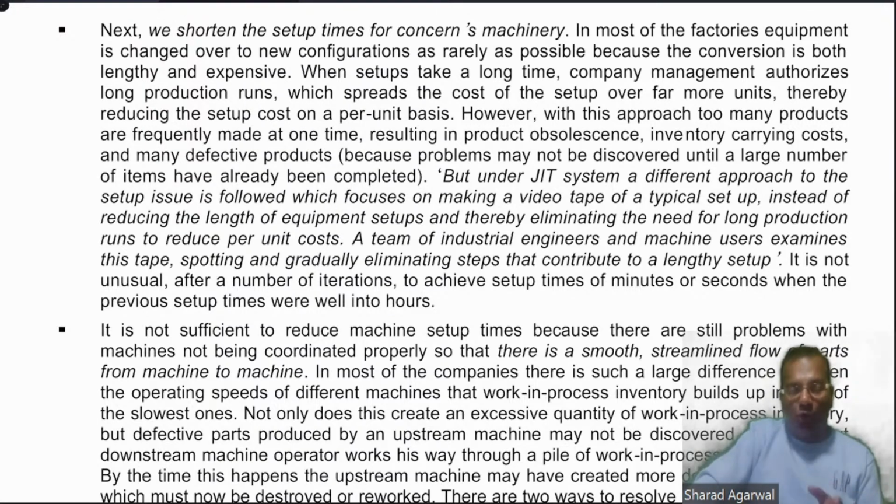There are 3 or 4 points which are the prerequisites for successful implementation of JIT. So what we will do, we will cover those 3 or 4 points in the next session. We will start practical questions on JIT. That will be a mix of theory. Already we have covered a lot of theory in the first part.